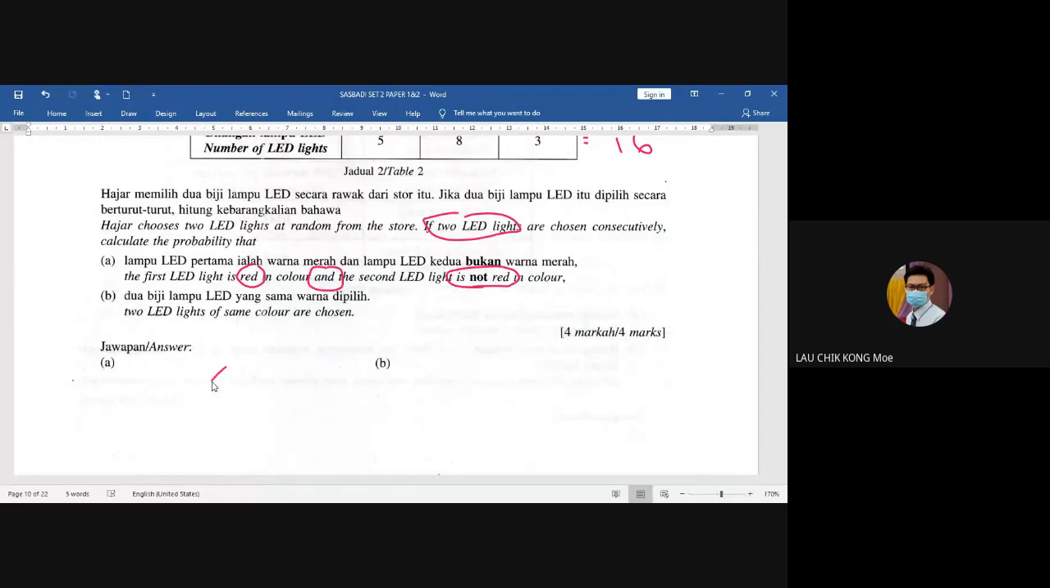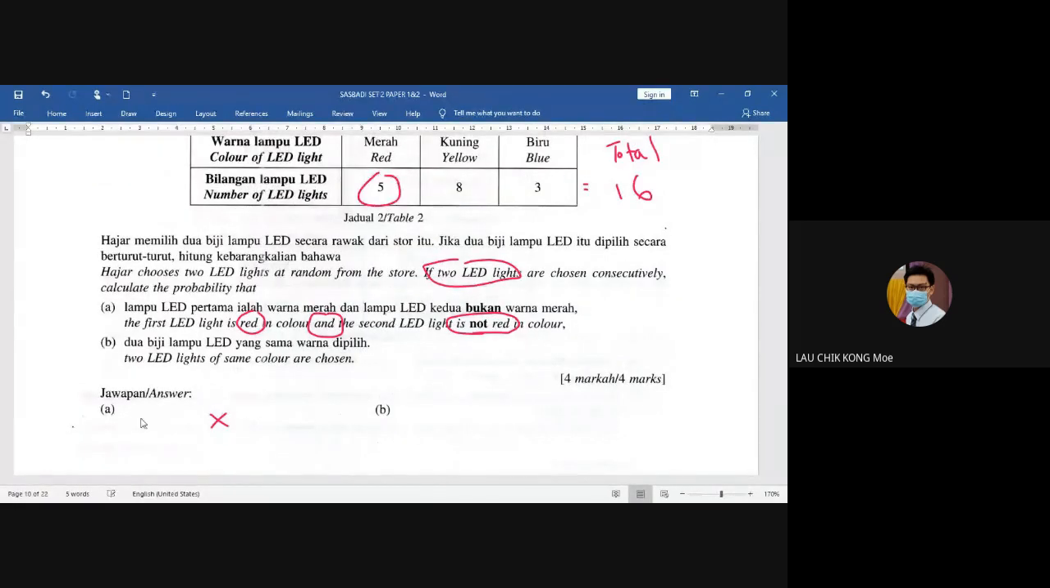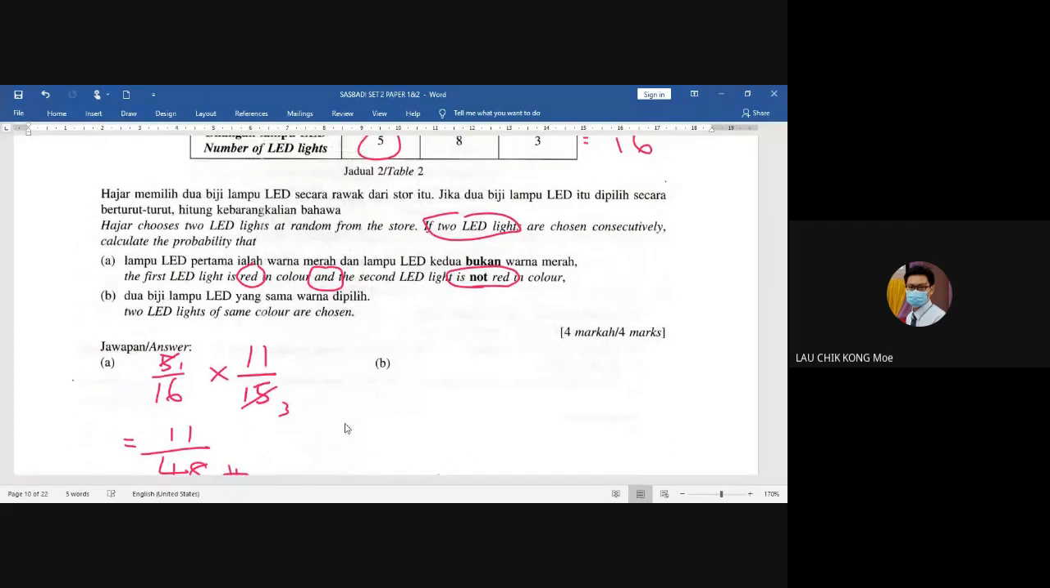So the first is a red color. How many red here? Red is 5, so 5 over 16. And then for the second time, the total is already minus 1. So not red color, 8 plus 3, 11. 11 over 15. Okay, so the answer should be 11 over 48. 11 over 48, 2 marks.